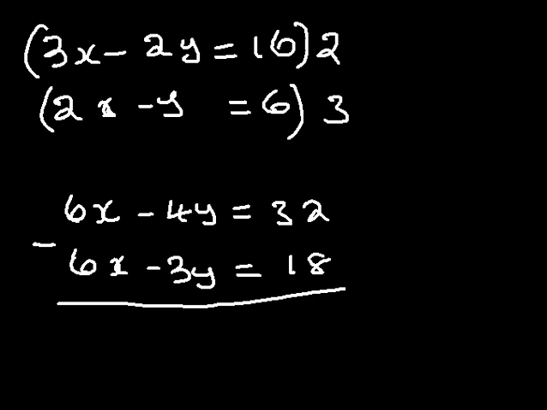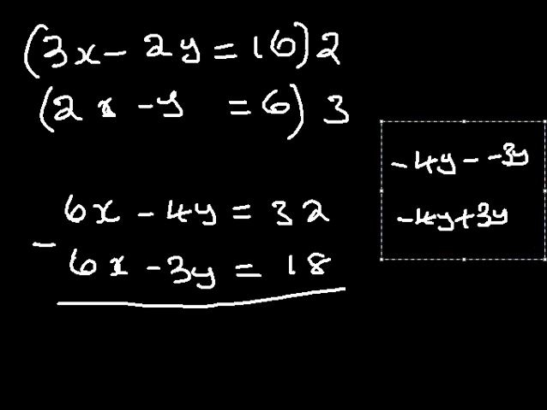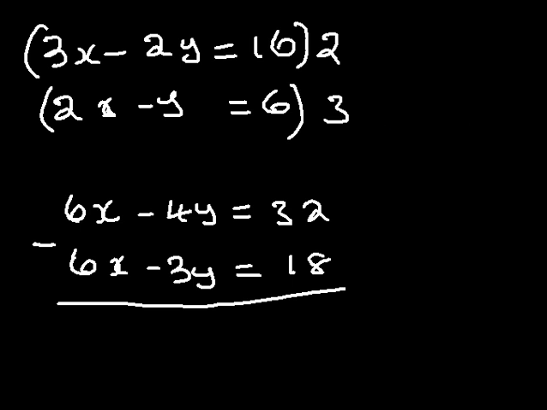So 6x minus 6x is given as 0. Then we'll have negative 4y, negative 3y. What would be that? So we are having negative 4y, negative 3y. So which means we have negative 4y and that plus 3y. Now in that case, we'll have it as negative y. So that will be giving us negative y, which is equal to 32 minus 18.